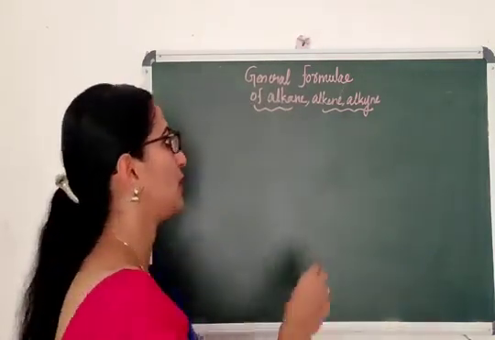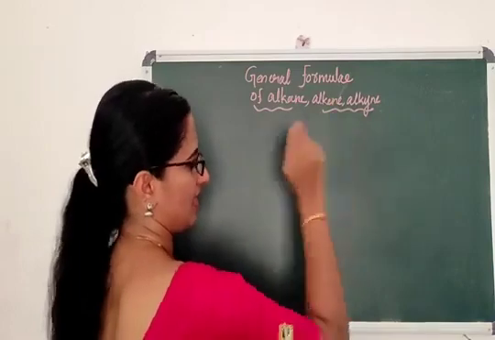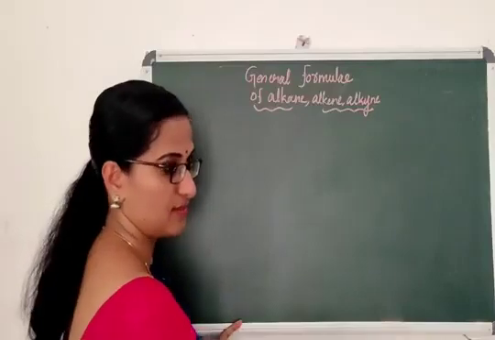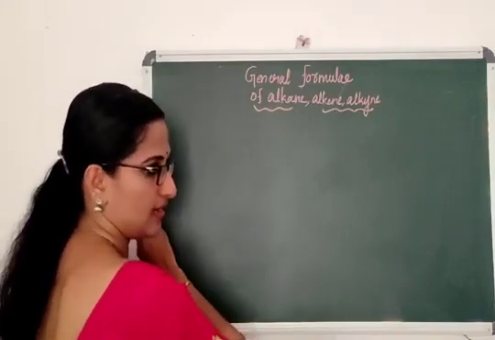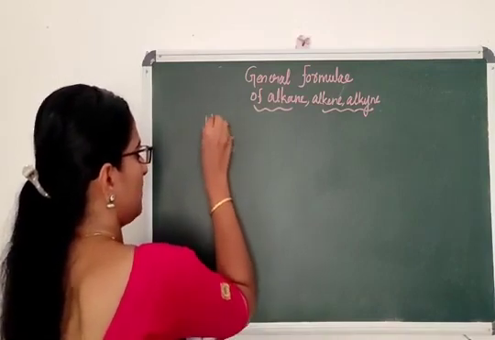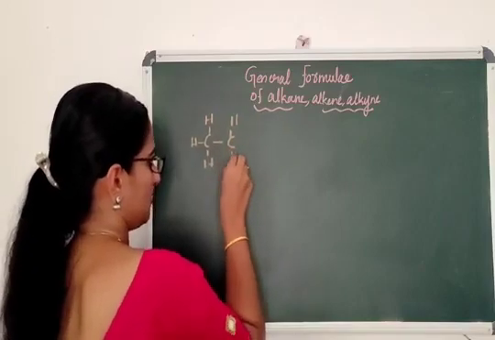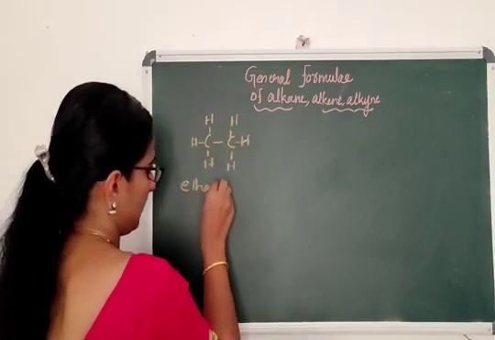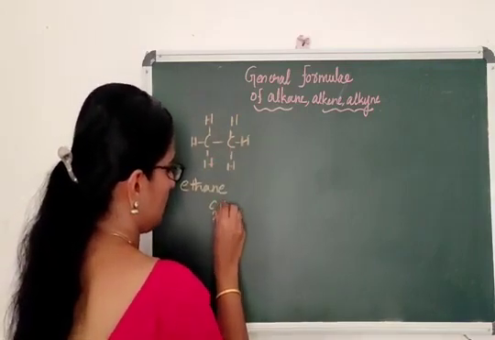And today we are moving on to the general formula of the alkane series, alkene series and alkyne series. How will you find out the general formula of these three series? Let me write one example of an alkane. If I write ethane, how will you write ethane? Ethane means two carbons with the remaining four valencies satisfied by hydrogen. This is ethane, the second member of the alkane series, and the chemical formula is C2H6, with a total of six hydrogens.